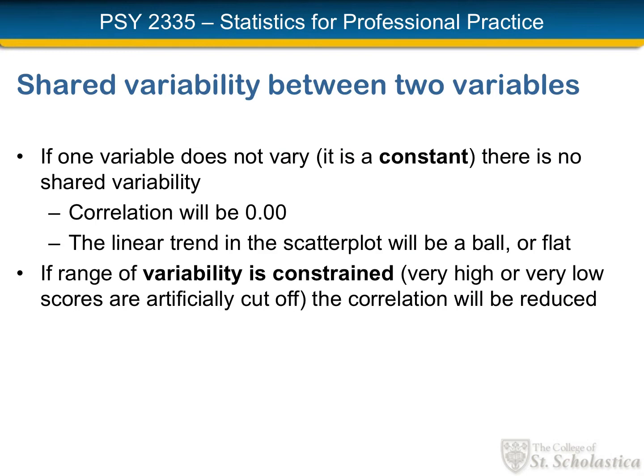be 0. If I had a bunch of people who were all 6 feet tall, but they weighed different amounts, there would be no correlation between their height and their weight because their height was all the same, but their weights varied. So if the range of variability is constrained, if either the very high or the very low scores are artificially cut off, that's going to have the impact of reducing the value of our correlation coefficient.